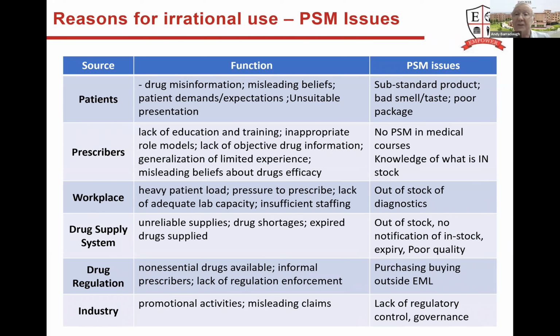What about in the workplace? If I'm out of stock of diagnostics, I can't give a definite diagnosis. I have to use syndromic medicine, and that might be irrational medicine use. The drug supply system: I'm out of stock, but also I'm not good at telling physicians when I'm back in stock. So they don't know that they can now use the correct medicine because I haven't told them I'm back in stock. And drug regulation, we're often buying medicines outside the essential medicine list. I shouldn't have those medicines. If I haven't got them, I can't use them, and I'm much more likely to get rational medicine use.